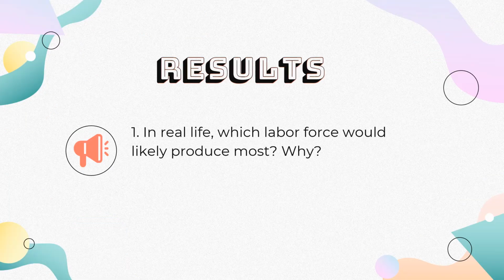So I want you to think, and this is on your worksheet, so hopefully you're following along. In real life, which labor force would likely produce the most products? So of those 3, do you think it's a labor force of just slaves, a labor force of just free people, or a labor force of combined? And then tell me why you think that.